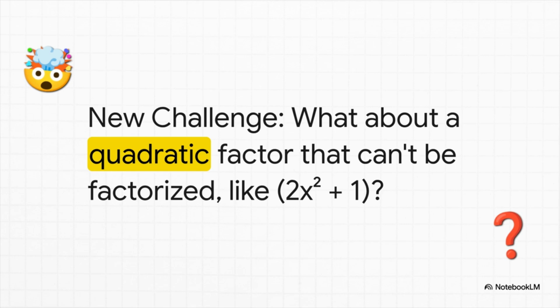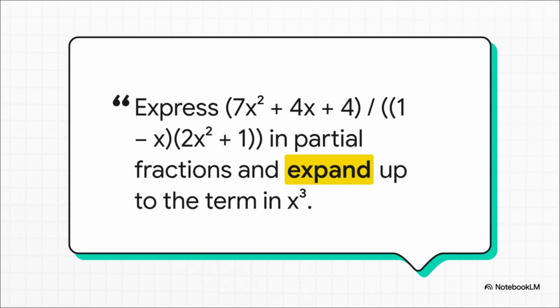Okay, next up. What if your denominator has a quadratic in it that you just can't factorize any further? This adds another little wrinkle to our partial fraction setup. Have a look at this one. That 2x squared plus 1 term, there's no way to break that down into linear factors. And that means we need a different approach for that part of the decomposition.